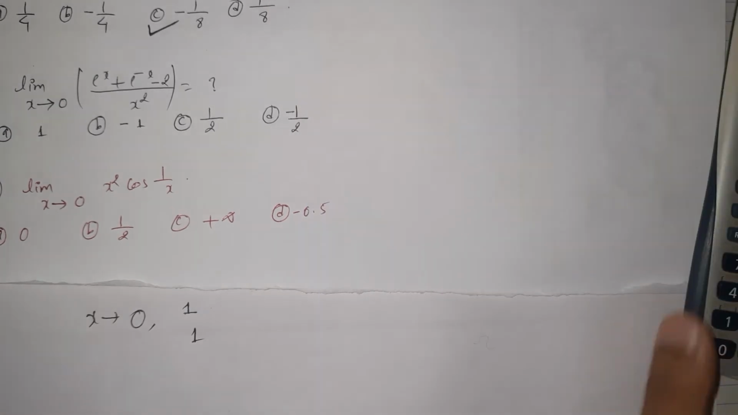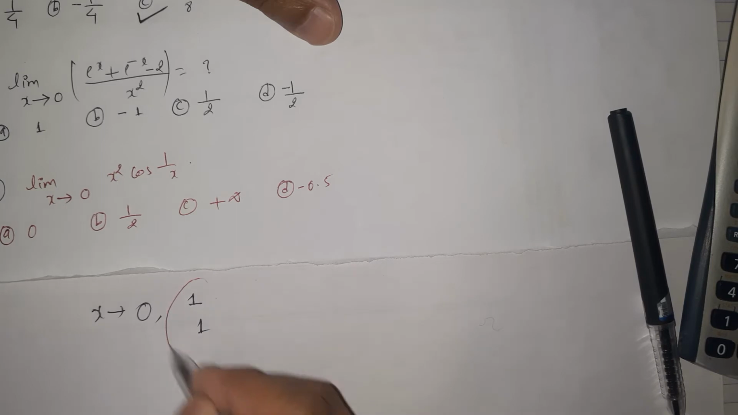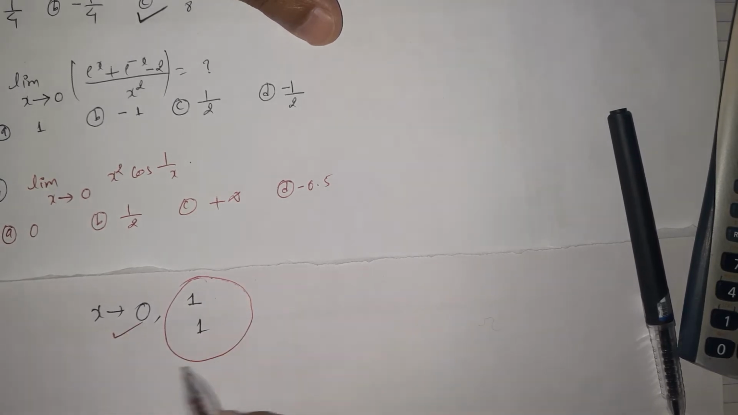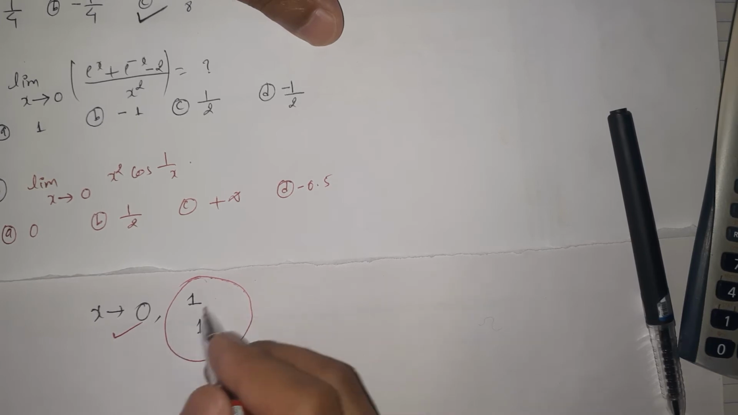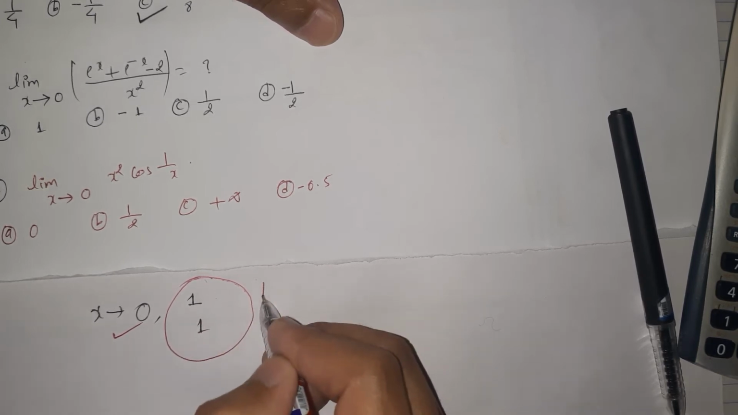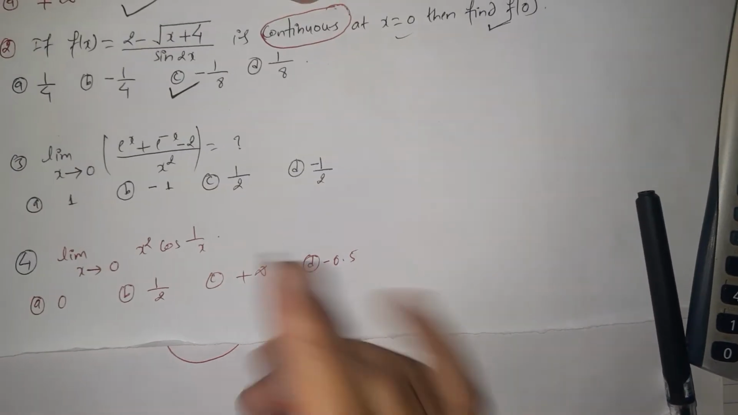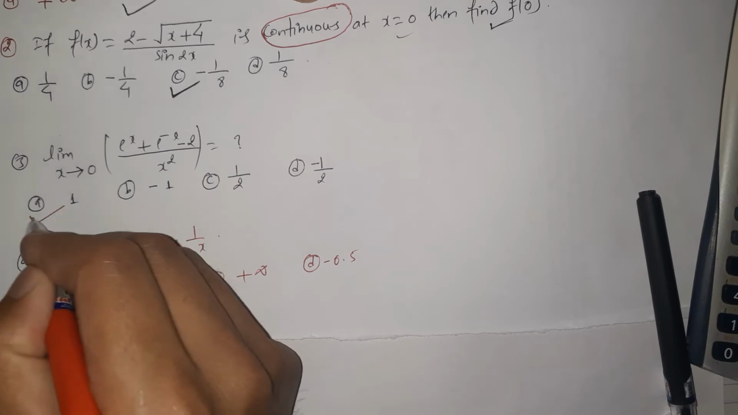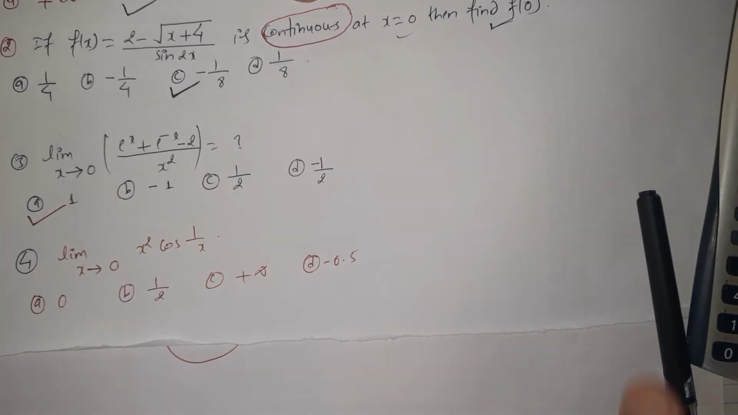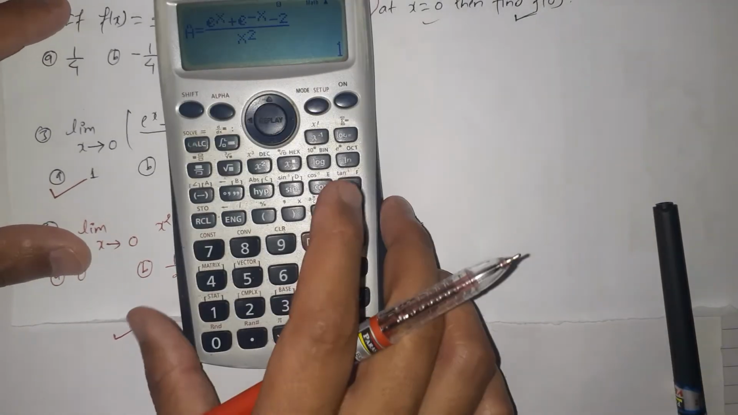Here we got the same functional value after approaching 0 from the left hand side and the right hand side. So there is the existence of the limit, and the limiting value is the functional value. So the limiting value is just 1 here. Let's check option A. In option A the value 1 is given, so option A is the correct answer for this question. The process is the same.